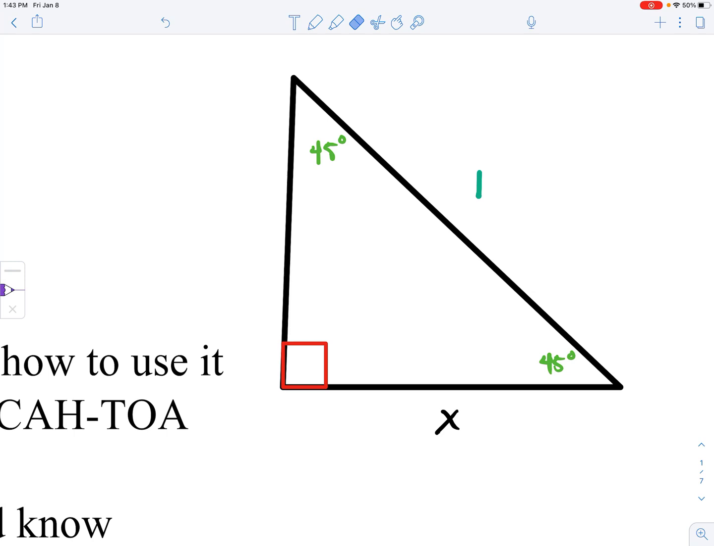So the hypotenuse would end up being equal to 1, and each leg would be 1 over root 2. But we like to rationalize the denominator, meaning make the denominator a rational number by multiplying by root 2 over root 2. So 1 over root 2 is equal to root 2 over 2.